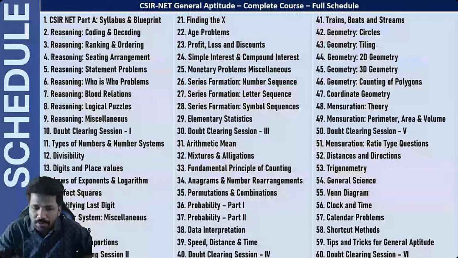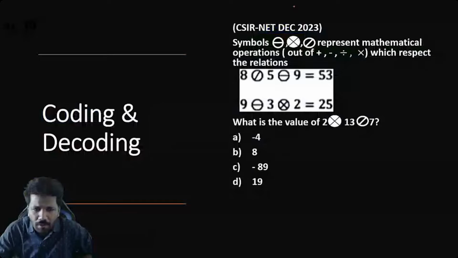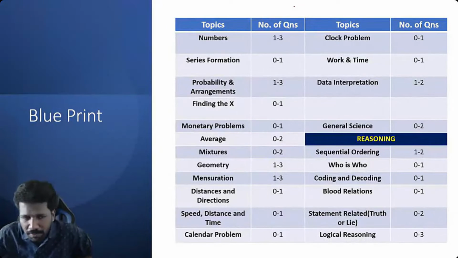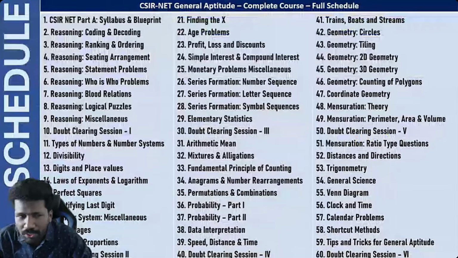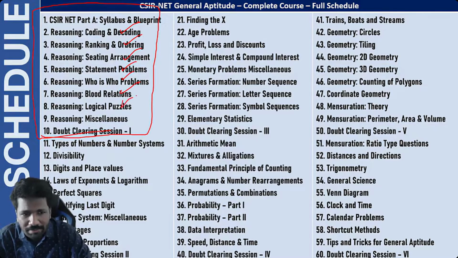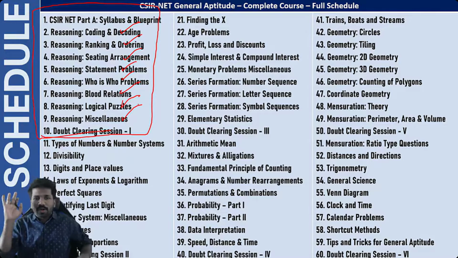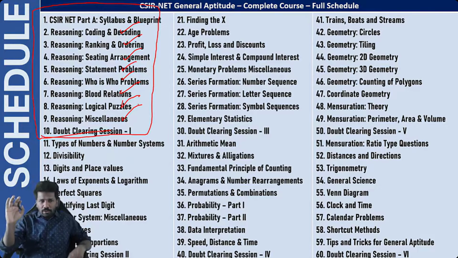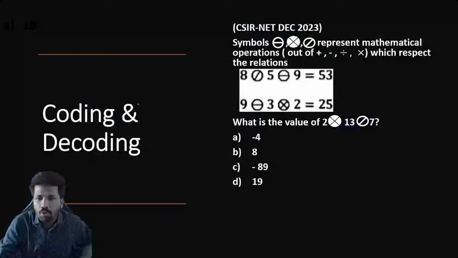Now I will give you an idea about each chapter. First we will start with the reasoning unit. Our first 9 lectures will be on reasoning itself. Tomorrow we are starting coding, decoding, then ranking, ordering. For all these reasoning chapters, I will tell you what there is to learn in each. First is coding, decoding.